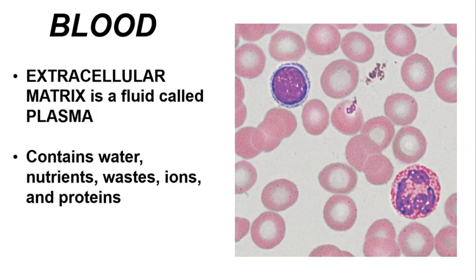The extracellular matrix of blood is a fluid that's called plasma, and it's mostly composed of water. Dissolved in that water are nutrients, wastes, ions such as sodium and potassium, as well as small proteins.